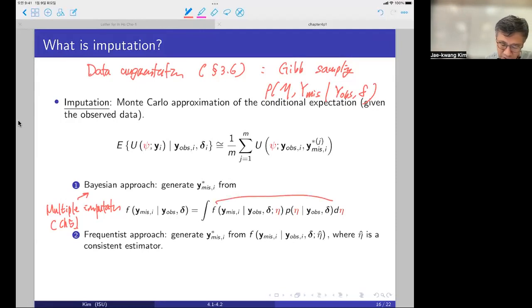Okay, that's very good. So this is actually P of eta and Y miss given Y obs and delta. So this is a joint distribution, and it can be factorized like this. Eta is a nuisance parameter, so we integrate out over eta, and then we only get this distribution.